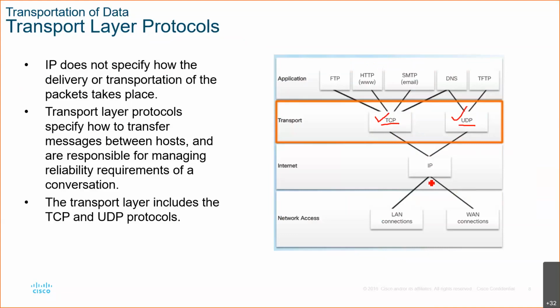So here, it does not give you the details of delivery or transportation of the packets. For that, you have to use TCP or UDP. Under transport layer, it specifies how to transfer the messages between hosts. So today we're actually going to look more at TCP and UDP, because these are the two main protocols associated with our transport layer.